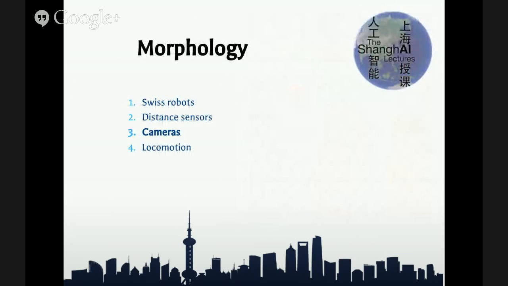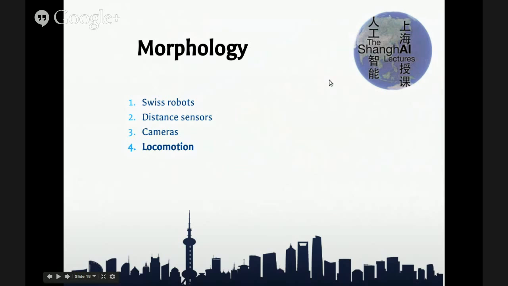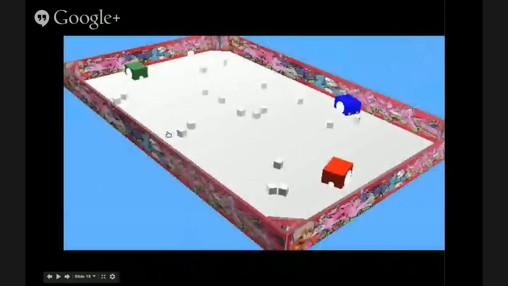Now talking about the cameras, we used cameras in this. We have a video here also. We had used cameras to help in vision among the robots, and so this is the video.